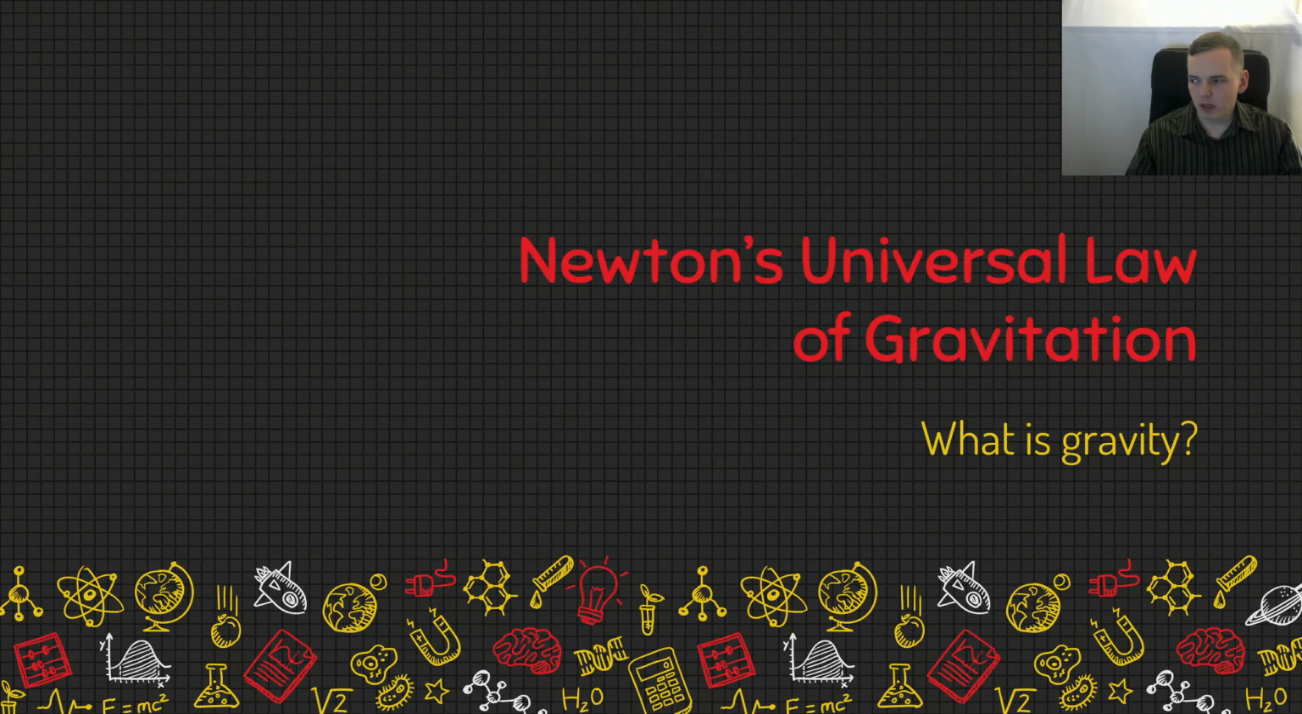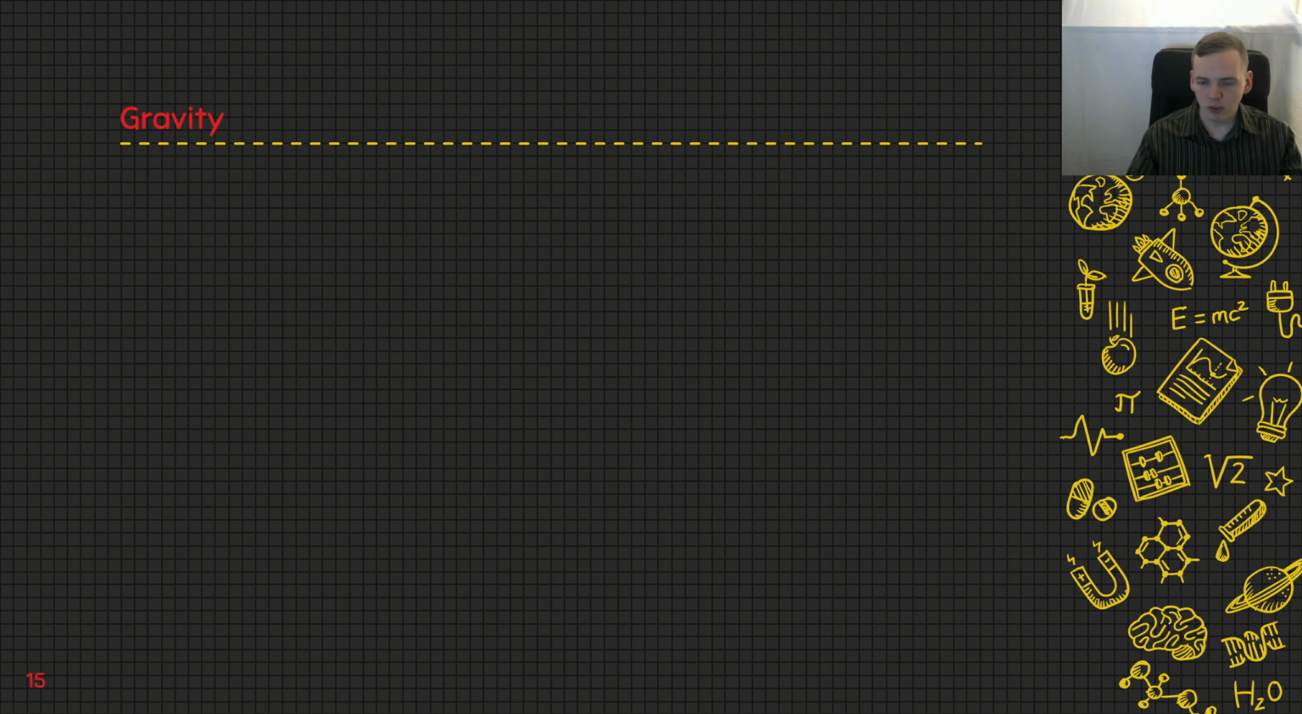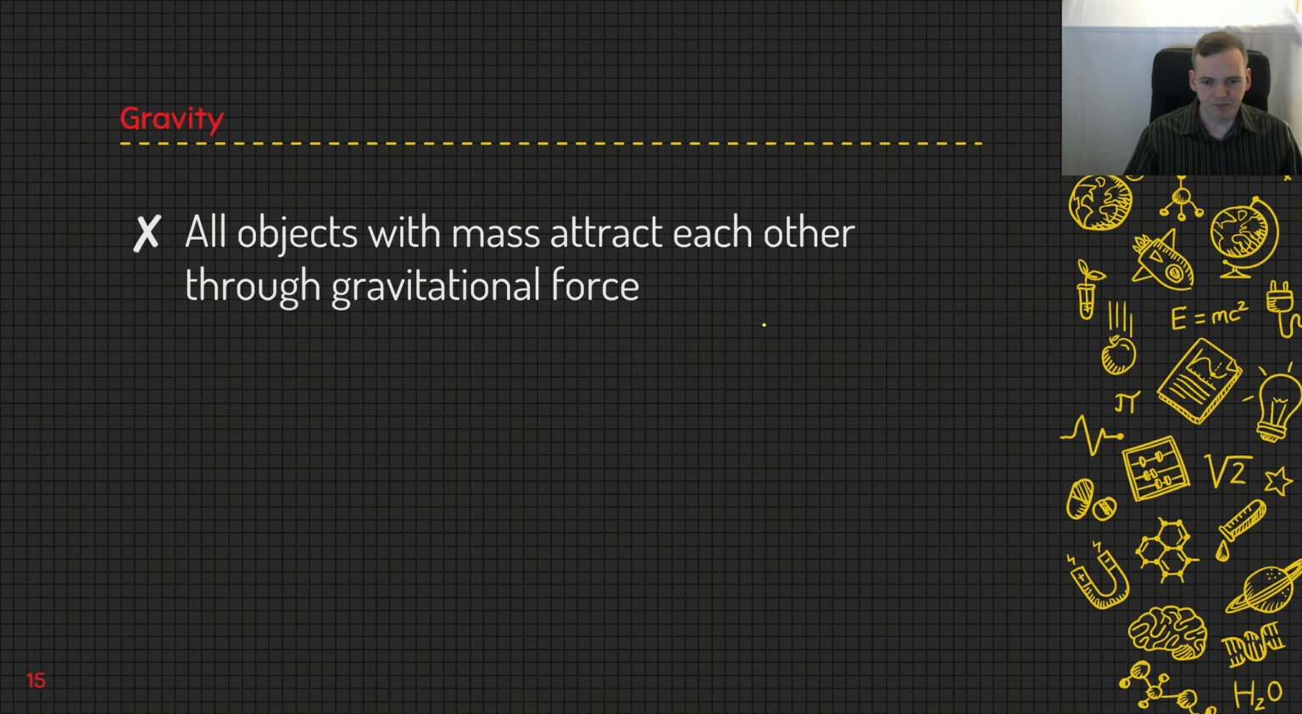In this video, we're going to talk about gravity, and we're going to do that through Newton's universal law of gravitation. So with gravity, all objects with mass will attract every other object with mass through the gravitational force.